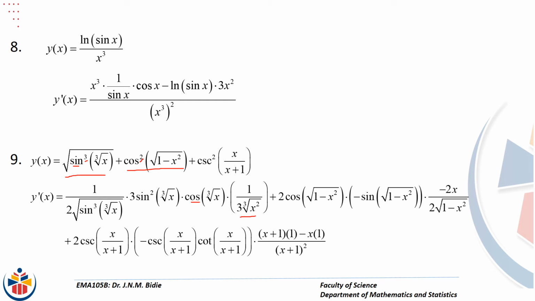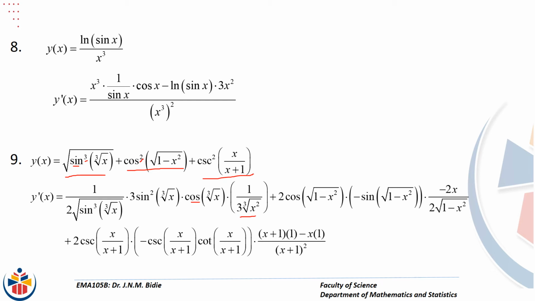negative sine of the square root of 1 minus x squared, times the derivative of the square root, which is 1 over 2 square root of 1 minus x squared, times the derivative of 1 minus x squared, which is negative 2x. Then we go to the last term. We have the cosec squared of x over x plus 1.